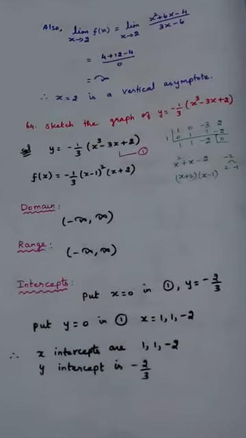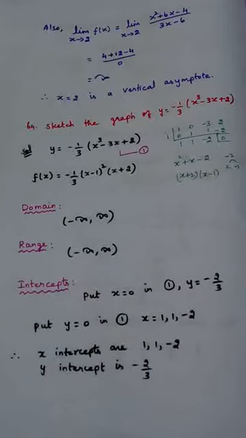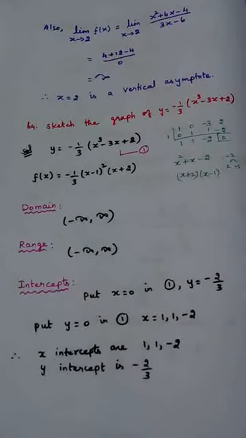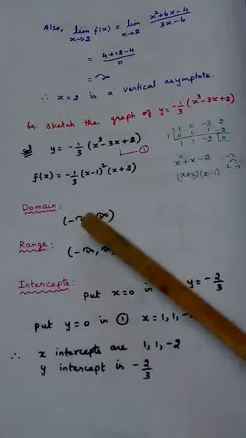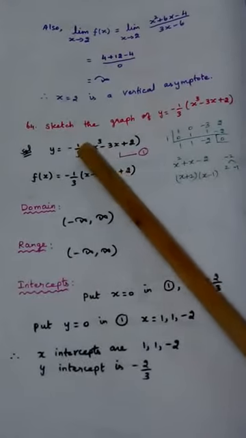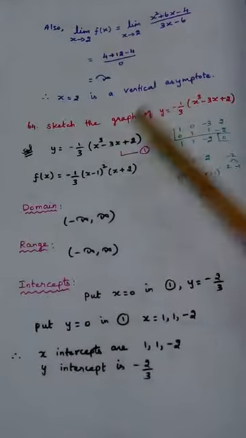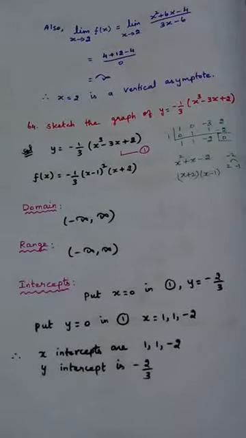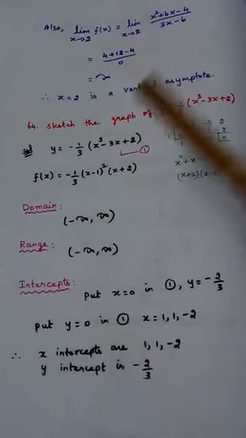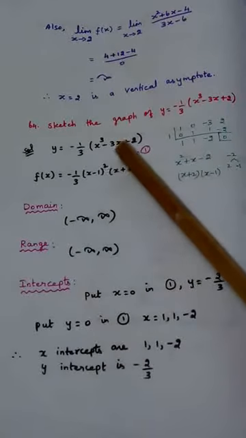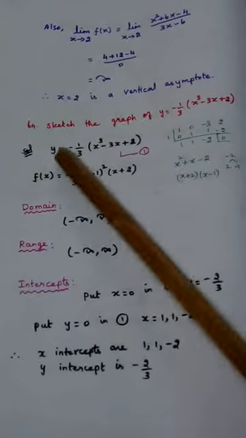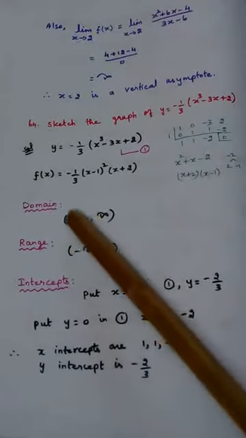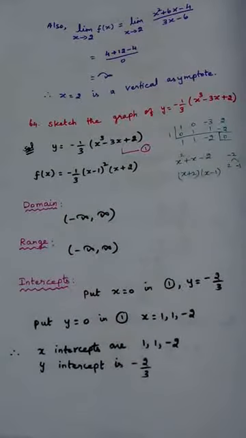That is the meaning of domain: what are all the values that we can take for x. Here we can take any number because any number will give one answer. Suppose a number makes this infinity, then I cannot take such a number because the function will not exist at that point. But here any number gives one answer. So the domain is minus infinity to infinity.